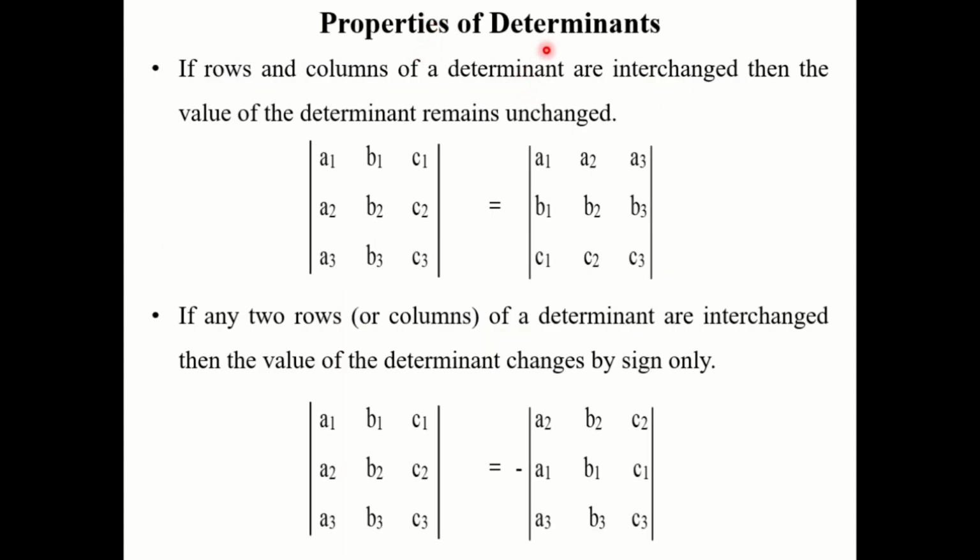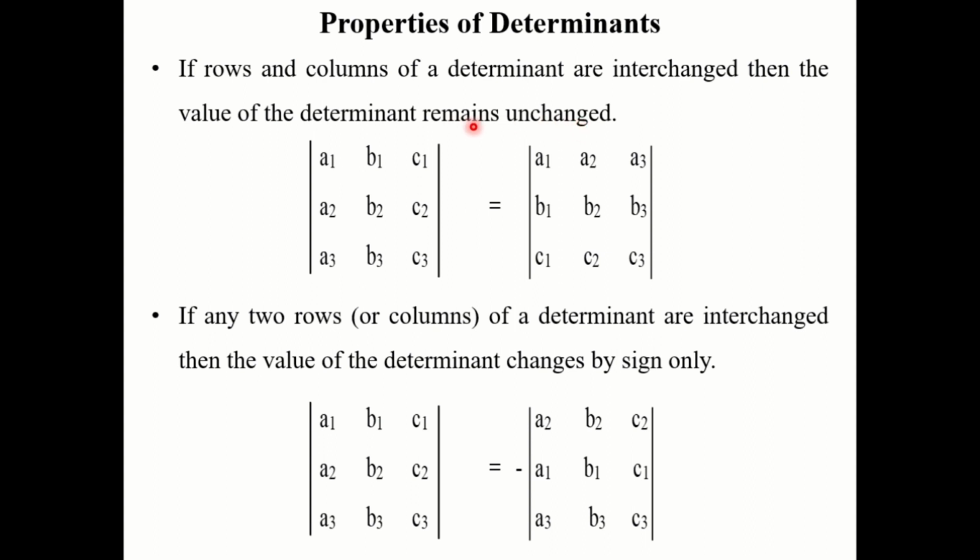Now properties of determinant. There are only statements in your syllabus, no proofs. That's why we are going to see only the statement with an example. If rows and columns of a determinant are interchanged, then the value of the determinant remains unchanged. If we are interchanging rows into columns, it means we are finding the transpose. Remember, we have seen this in the matrices chapter.